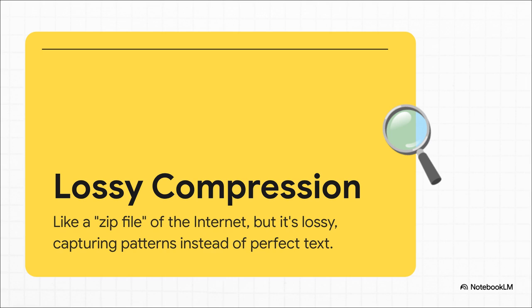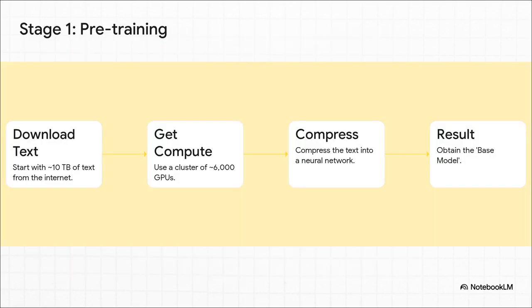It doesn't memorize the internet word for word. Instead, it learns the underlying patterns, the connections between words, the facts, and even the different styles of writing. It captures the essence of all that text. And this is a truly industrial-scale operation. We call it pre-training. You start by downloading an enormous chunk of the internet. We're talking about 10 terabytes of text. Then you use a supercomputer, a massive cluster of thousands of GPUs, to run this algorithm that squishes all that information down into the neural network's parameters. And what you get at the end of all that is what's called a base model.